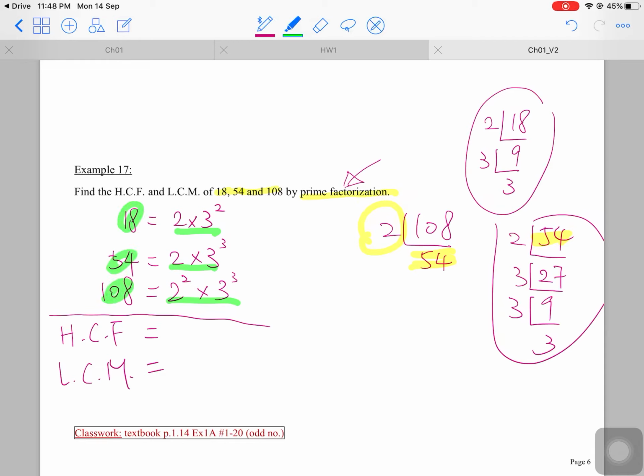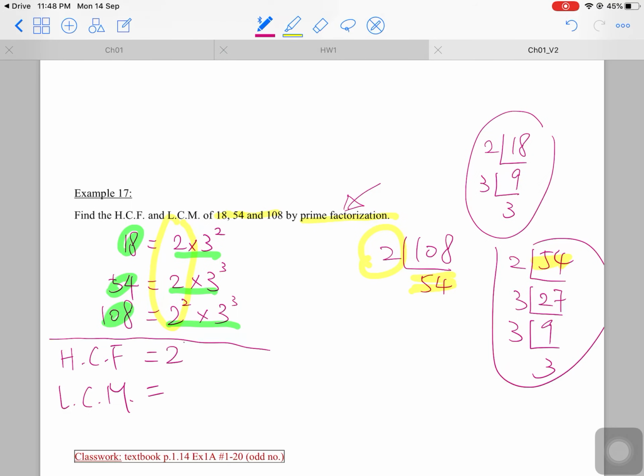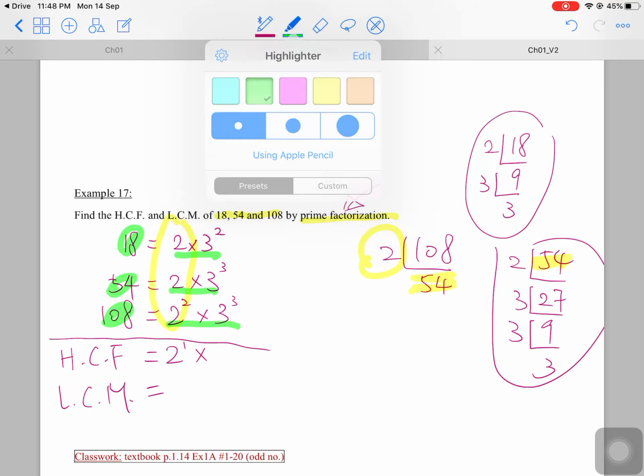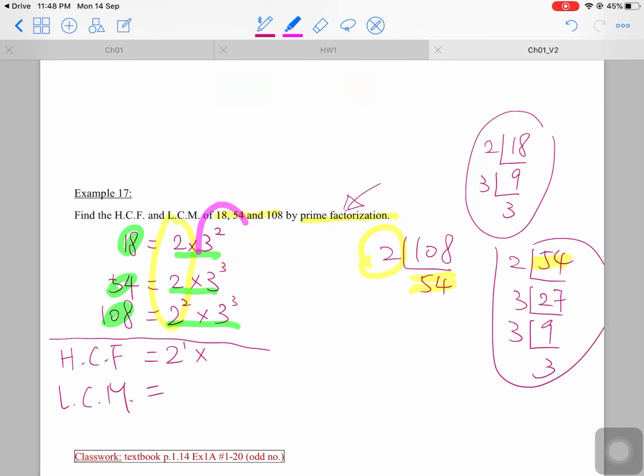For HCF, it is talking about common factor. Common factor 即係大家共同擁有嘅 factor 先抽出嚟. Look at the column 2. We just take out power 1. Then for the column 3, we take out the power 2. So finally, the HCF is 18.